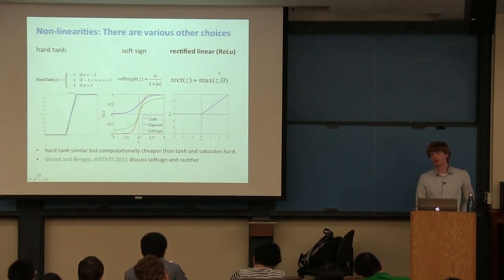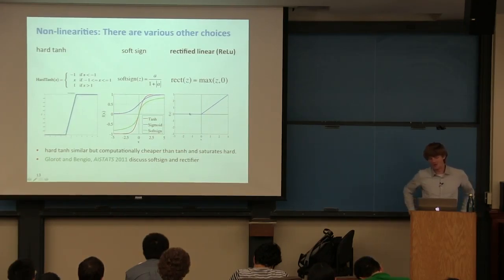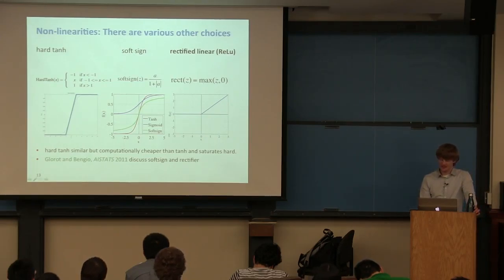This one is really the most popular one right now, and for most computer vision models, this is the default nonlinearity, and it's also very fast to compute and very, very simple. It's basically just any input that comes in that is smaller.